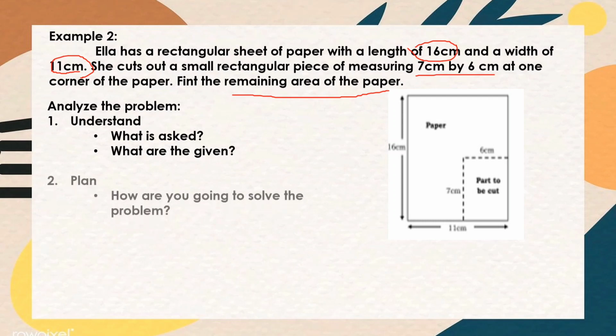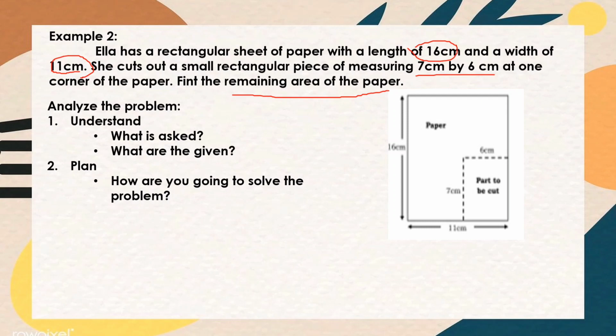Okay, so let's have the second step. We have to plan. So, how are we going to solve this problem? So, we have to draw the figure. We're going to find the area of the whole paper. Kunin muna natin yung measurement ng papel. Another one is to find the area of the part to be cut. So, ito naman yung hahanapin natin. We are going to find the area of this cut part of the paper.